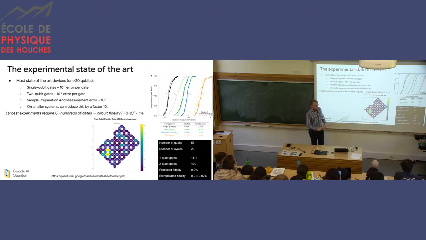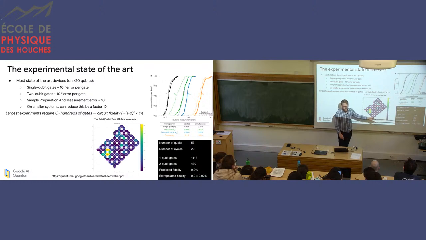Now, every single one of those gates compounds your fidelity, and it does so multiplicatively, which is to say that the circuit fidelity is 1 minus p, where p is my gate error, to the power of the number of gates. When you do that for this experiment, the predicted fidelity is the product over all of our individual gates. The extrapolated fidelity was what we saw down there.